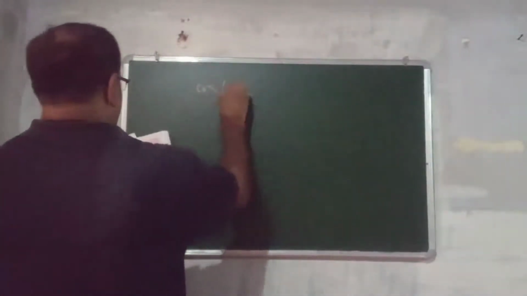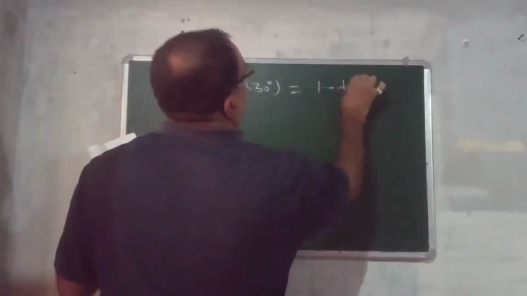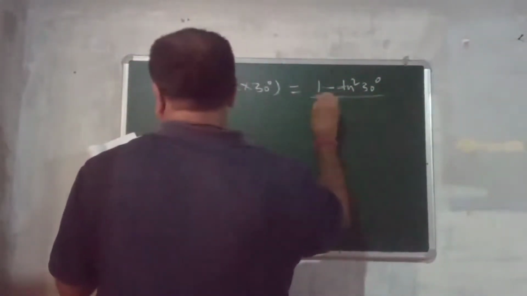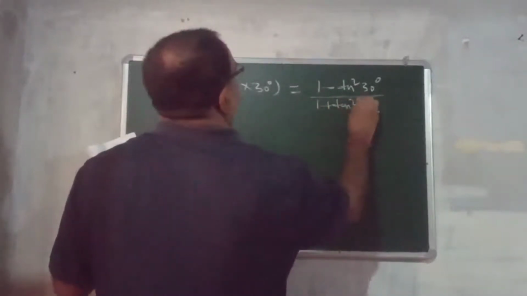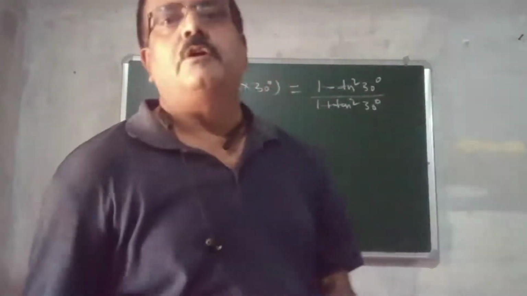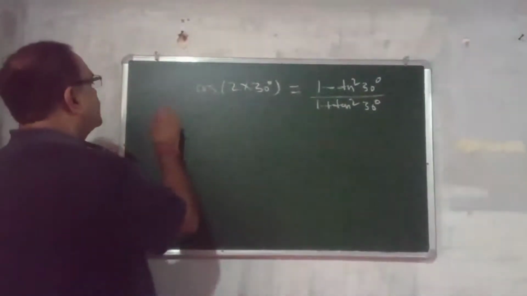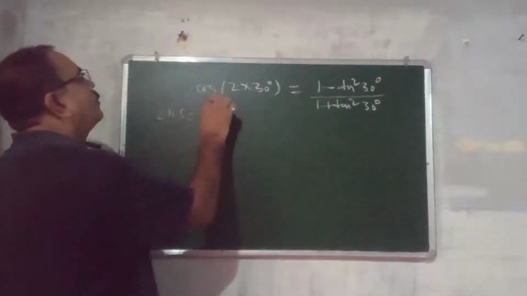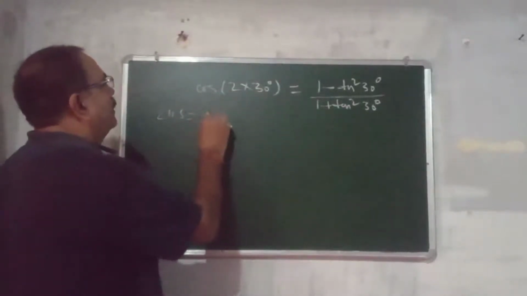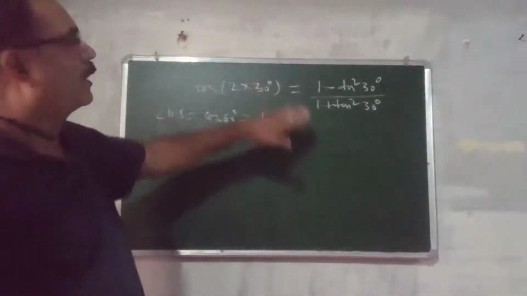Now take another question. Cos 2 into 30 degree equal to (1 minus tan square 30 degree) by (1 plus tan square 30 degree). Again, in this question also we have to show left hand side and right hand side are the same. So for this, first we will take LHS. So cos 2 into 30 means cos 60, and cos 60 is equal to 1 by 2. So LHS is coming 1 by 2.